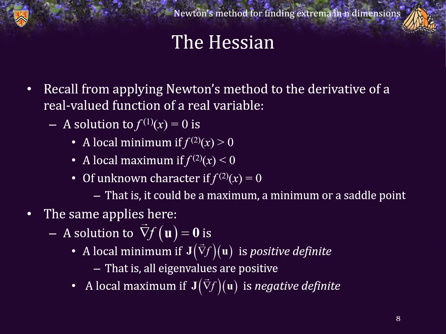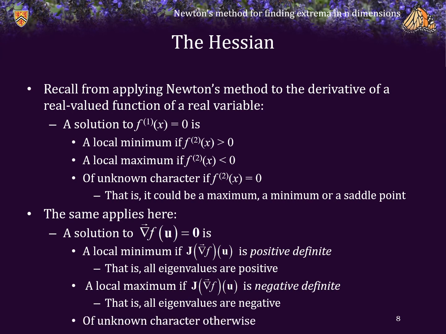It's a local maximum if the Hessian is negative definite. That is, all of the eigenvalues are strictly negative, less than 0. What that means again is that in all directions we are concave down, so it must be a local maximum. And it's of unknown character otherwise. Well, more or less. Of course, if you have both positive and negative eigenvalues, then it's guaranteed to be a saddle point. But if all of the eigenvalues are greater than or equal to 0 or less than or equal to 0, we don't know.